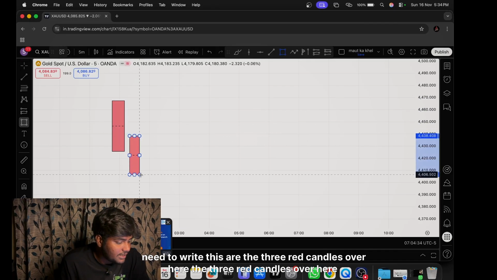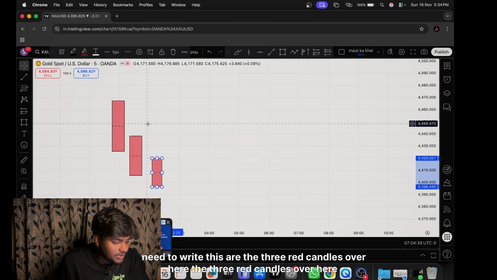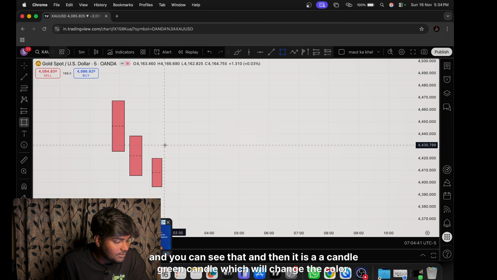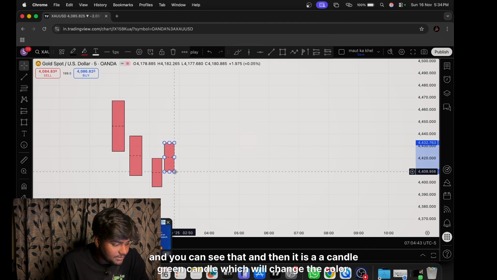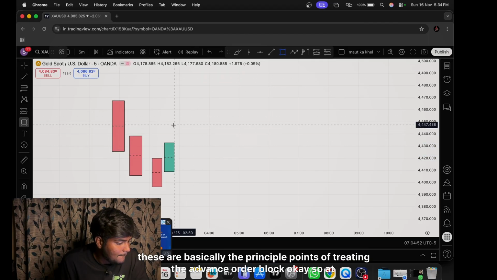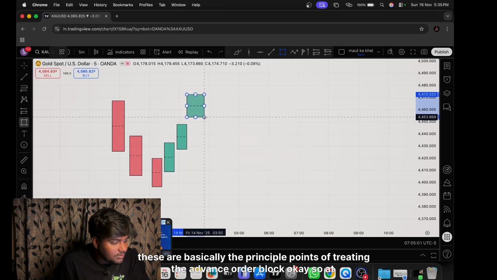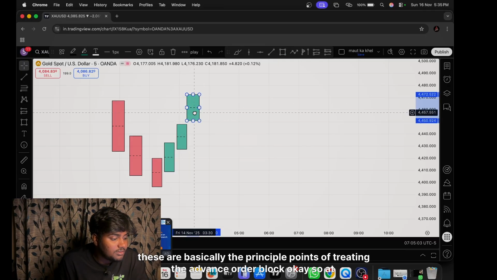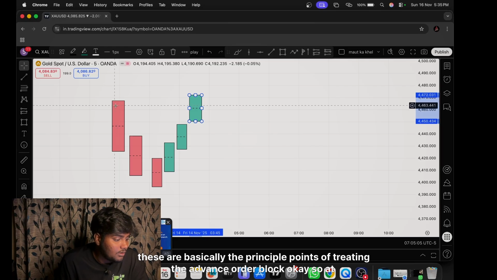Identify these three red candles over here, and then there is a green candle. Wait, let me change the color. These are basically the principal points of trading the advanced order block.